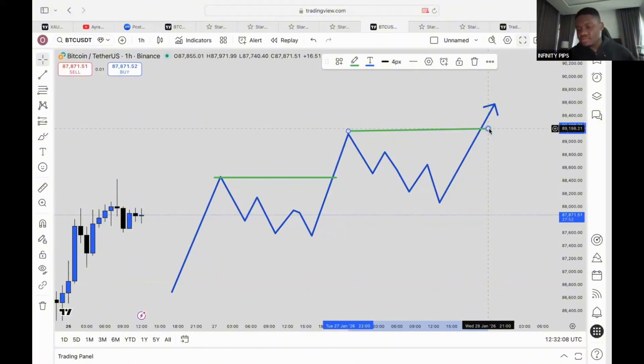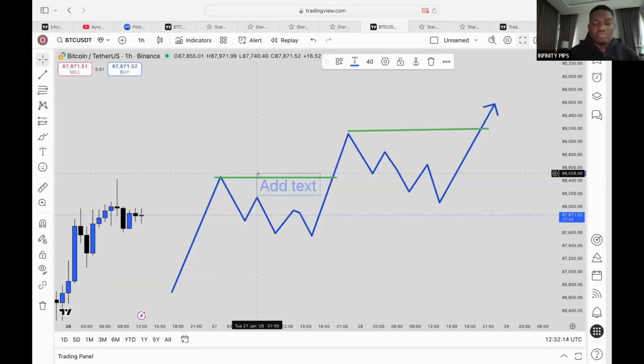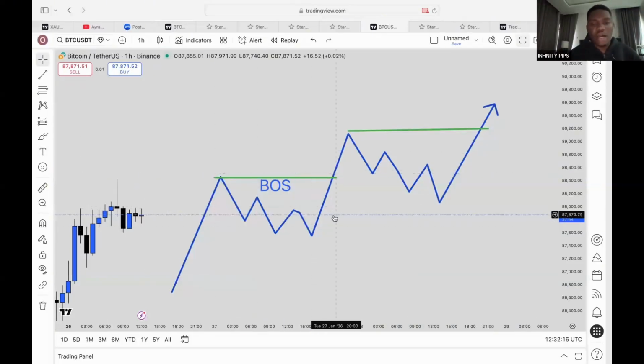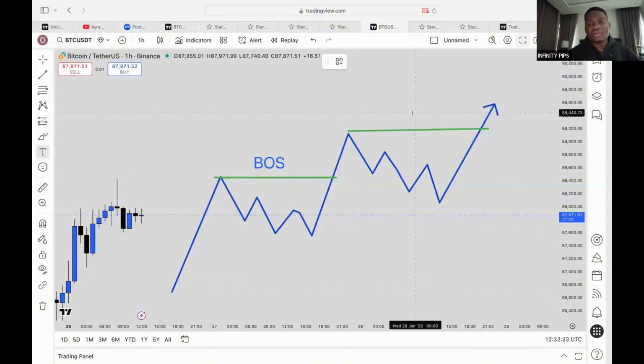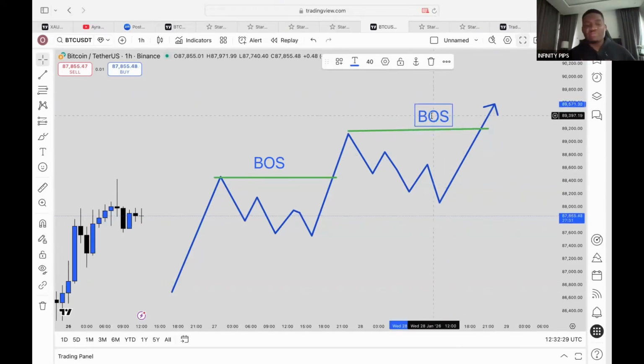Let me know if you guys are following. Yeah, exactly. These areas are called BOS. These areas are called break of structure. Amazing. Right? So this is what we eventually see when it comes to trading the forex market. And this is higher high, higher high.